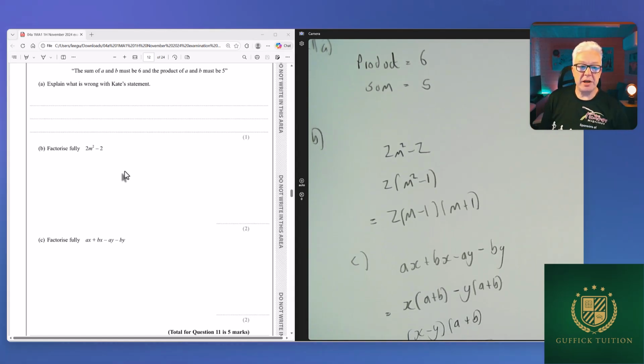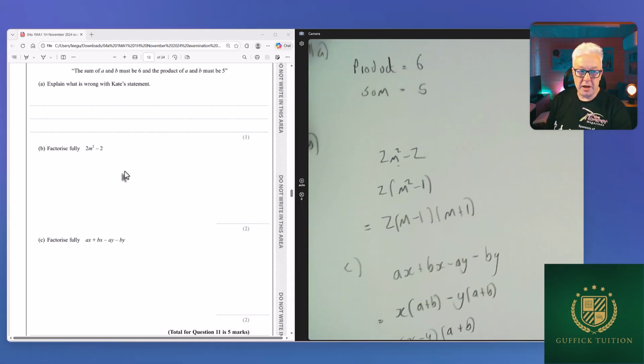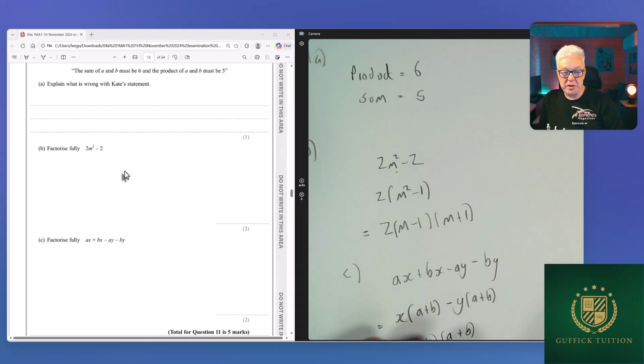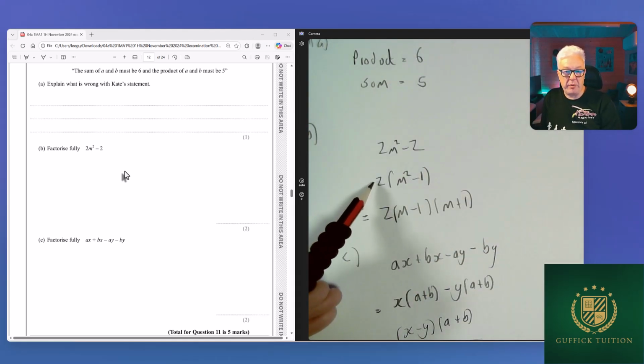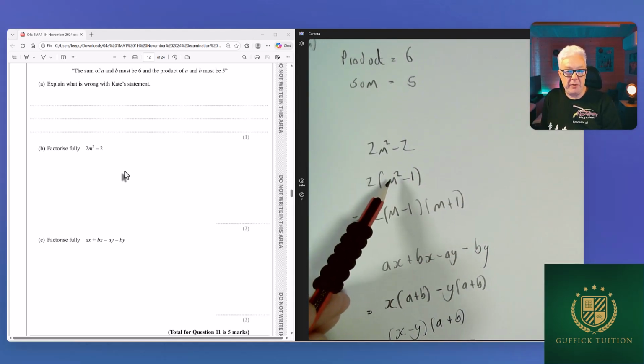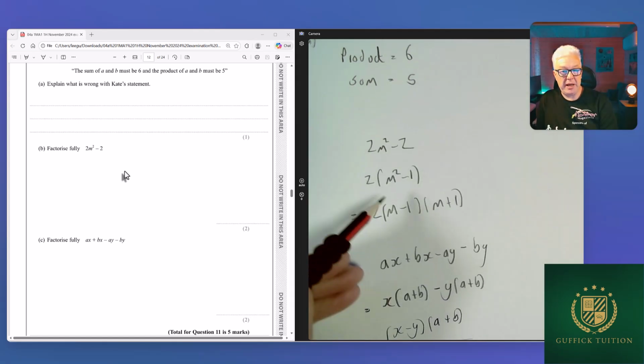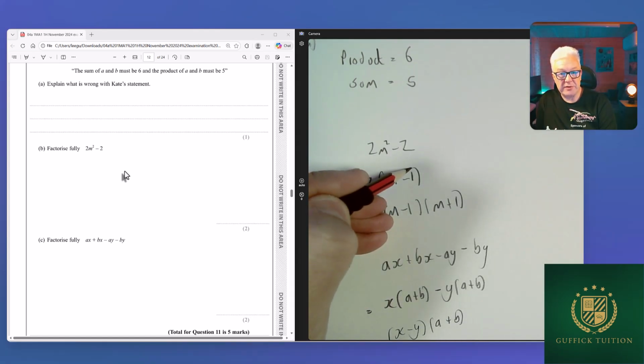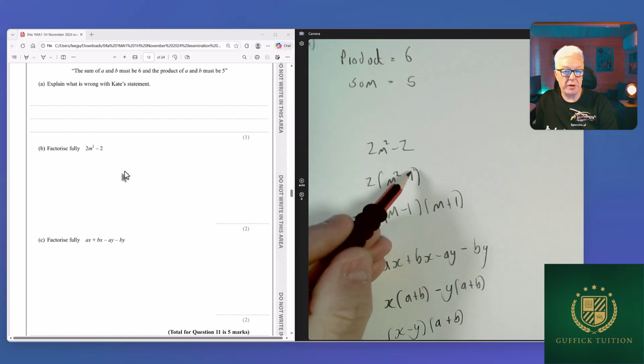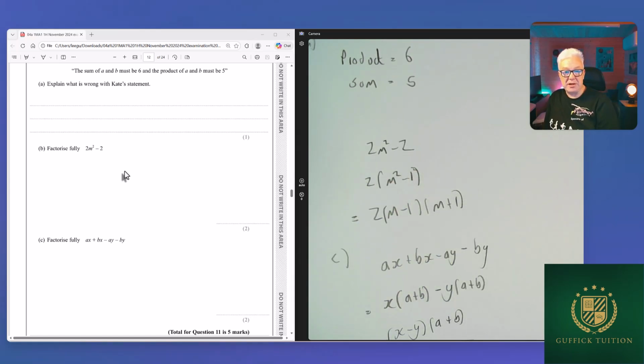So it says factorize fully 2m squared minus 2. Now, those of you that are experienced with this would recognize that you should take out a common factor of 2, giving you m squared minus 1. I bet a lot of people would have stopped at that stage and think that they've done it. But actually, this is the difference of 2 squares, because 1 is the same as 1 squared. So actually, it fully factorizes into 2 times m minus 1 times m plus 1.